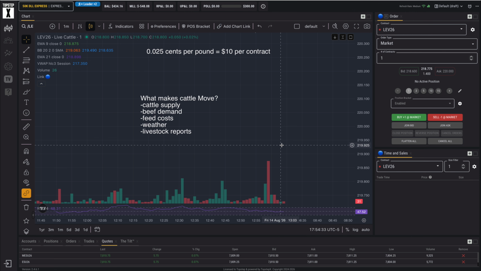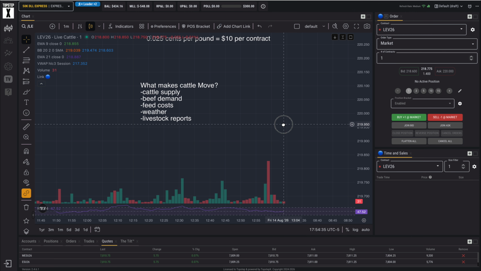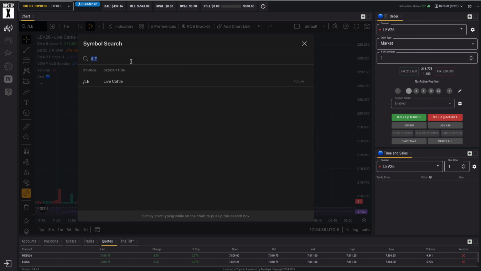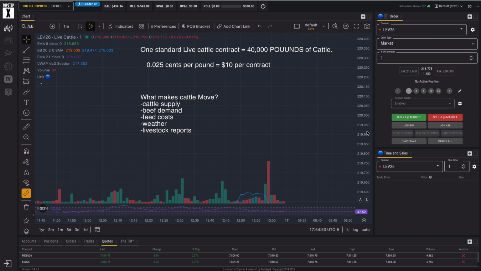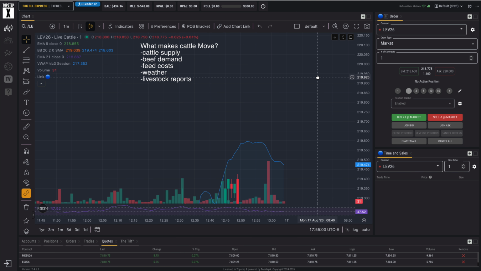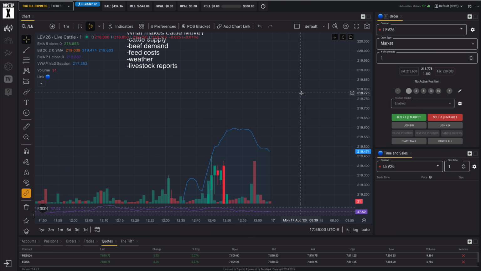NQ versus cattle. And this is one of the coolest things about futures trading. You can switch back and forth from NQ, MNQ, and live cattle like we've been doing. Two different markets, different contract sizes, different tick values, different things moving the price, but both can be traded through futures contracts on TopStep. And that's why when somebody says I trade futures, that doesn't necessarily mean they're trading NQ or ES, or oil or gold or whatever. They could also be trading live cattle.